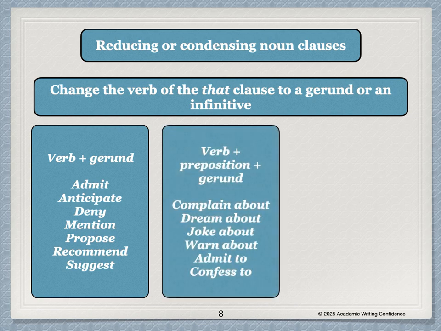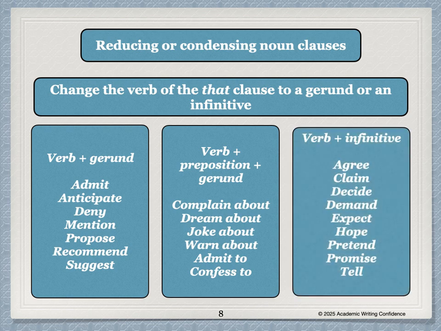There are other verbs that will be followed by a preposition and then a gerund, such as these. They dream about going. They joke about putting. They confess to stealing. And then there are some verbs that are always followed by an infinitive. I decided to eat. They demanded to see. They hoped to make. Knowing these patterns of how to change a verb to a gerund or an infinitive will help you in reducing noun clauses. Let's look at a few examples.